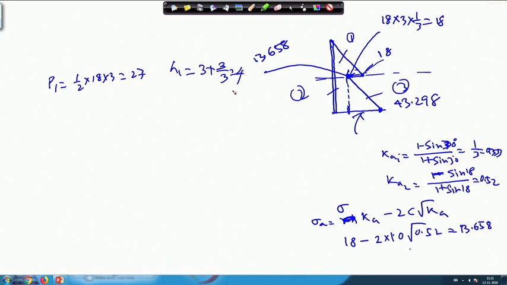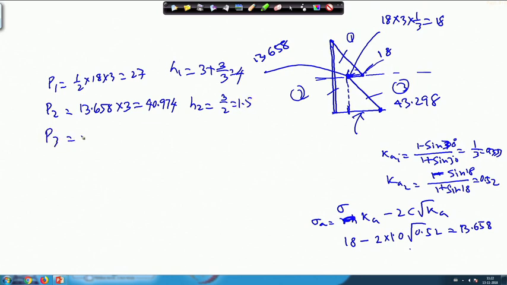And similarly, P2 will be equal to, P2 means this one. So, this is unit 13.658. So, 13.658 multiplied by 3. So, that becomes the value. So, it is 40.974. And what about H2? It will be 3 meter. So, 3 by 2, that means 1.5.